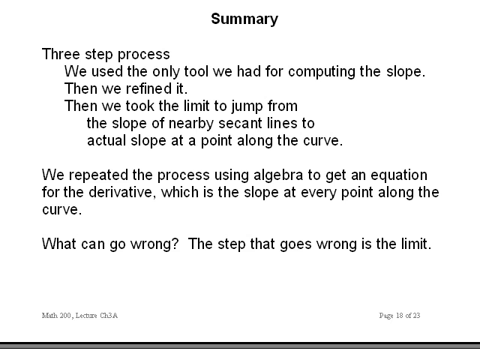So here's a summary of the process. It was sort of a 3-step process. We used the only tools that we had for computing the slope, which first was the straight line slope. Then we refined it. When we could no longer refine it, we took the limit to jump from the slope of nearby secant lines to the actual slope at a point along the curve. We repeat this process using algebra to get an equation for the derivative. The derivative is the slope at every point along the curve. This process doesn't always work perfectly. What can go wrong? The step that goes wrong is the limit.